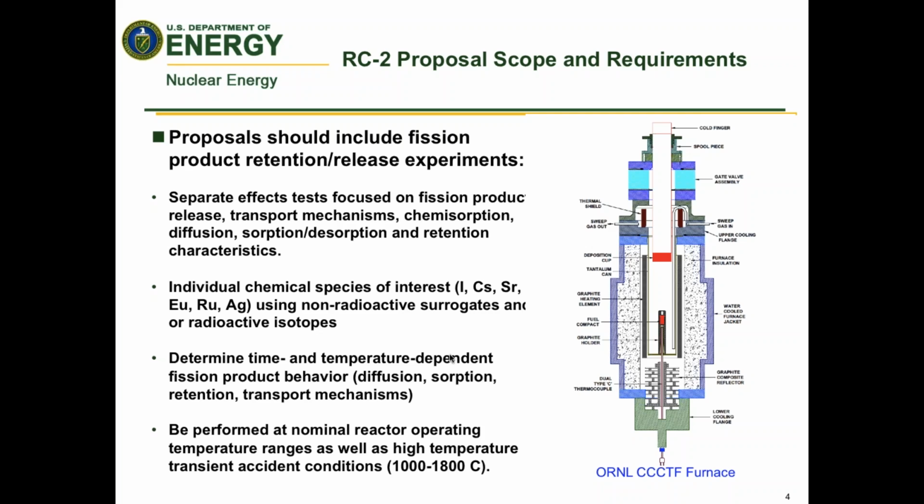We'd like you to determine time and temperature-dependent fission product behavior, diffusion, sorption, retention, transport mechanisms, and we'd like to have this information at higher temperature ranges for the accident scenarios from 1,000 up to 1,800 C. Now, the NEUP call won't support building your own big furnace like we have at Oak Ridge. I give this schematic here to show you what would be involved.